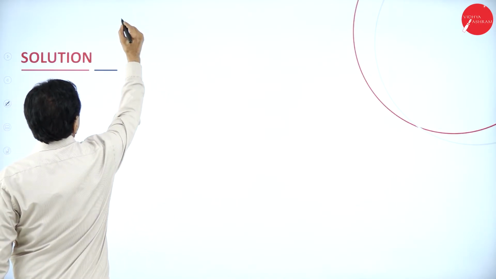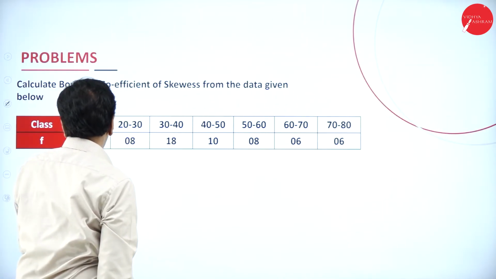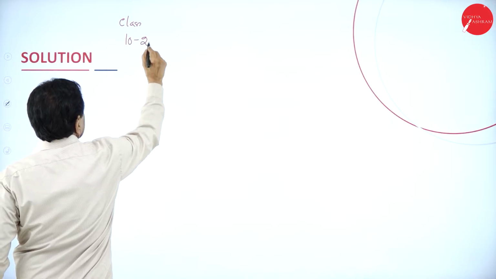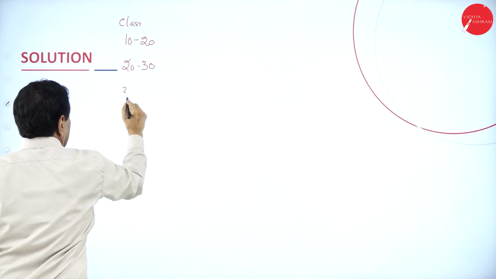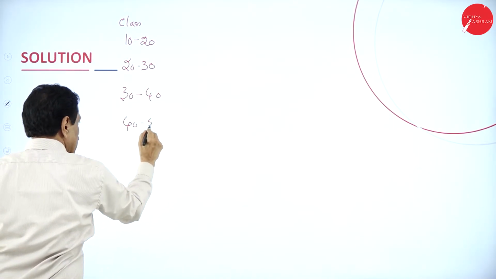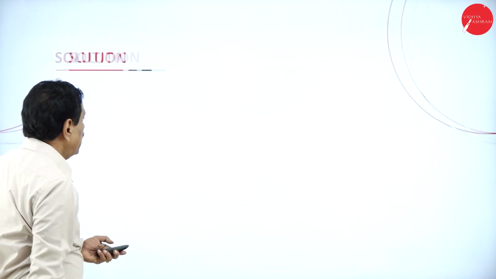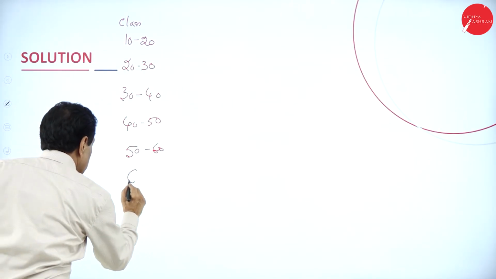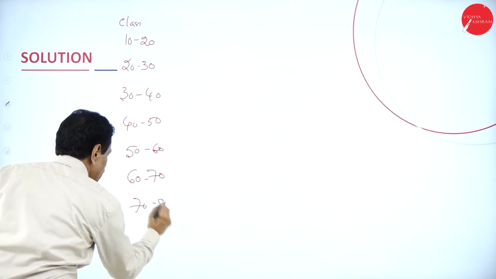class. How does the class start? 10 to 20, 20 to 30, 30 to 40, 40 to 50, 50 to 60. What's the last range? 60 to 70, 70 to 80. This is what they have given.